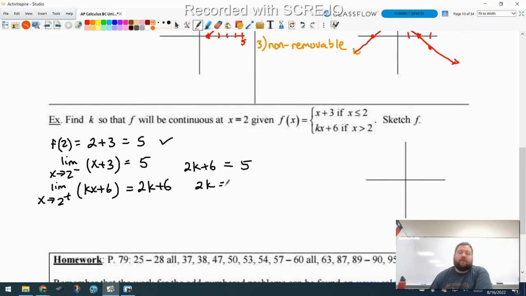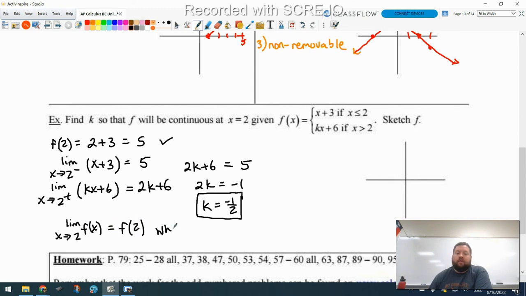So 2k is equal to -1, and k is equal to -1/2. We can see that if I plug in -1/2 right here, I get -1 plus 6, which is equal to 5. Both of those are equal to the function, which means that the limit as x approaches 2 of f of x is equal to f of 2 when k equals -1/2. So f of x is continuous at x equals 2. Now I just need to graph it and we're done.